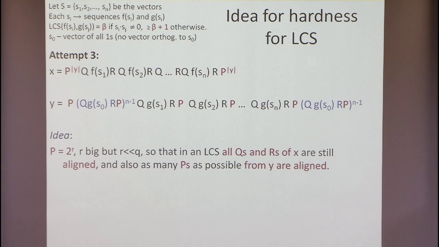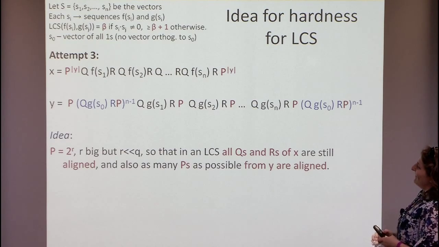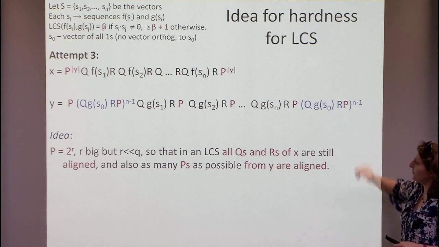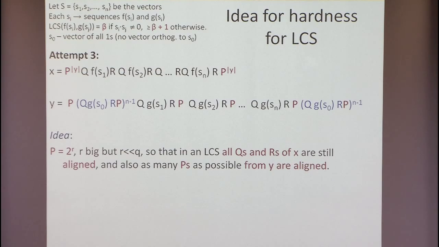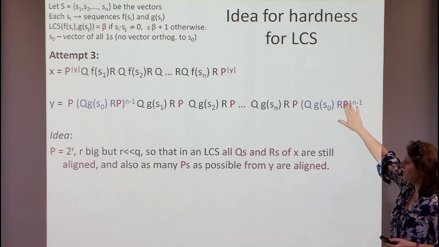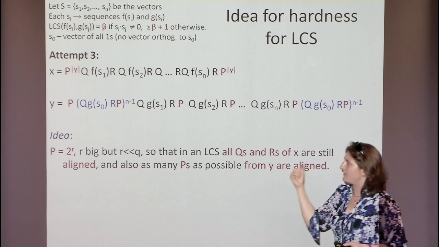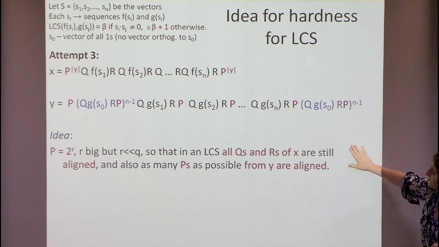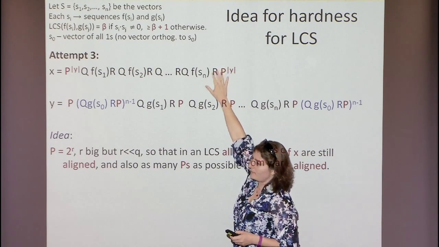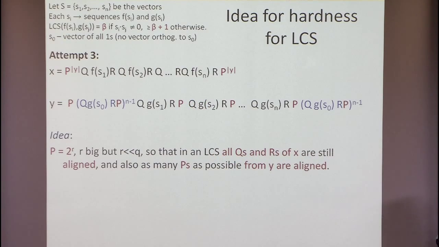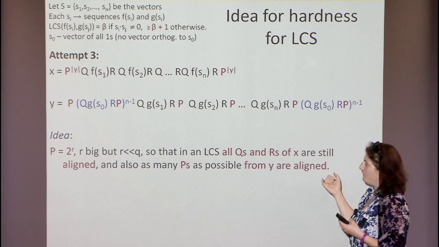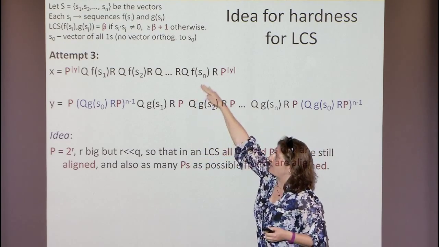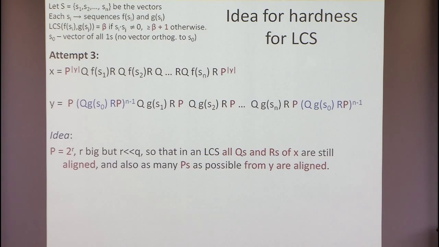Okay, good. And on top of that, after each R, I put a P, and a P at the very beginning. Okay, so why would I want to do this? What I achieve by putting these P's, because the length of P is smaller than the length of Q and R, suitably chosen how small it is, is that we still get the property that every Q and R of X is matched to some Q and R of Y. But after we have done that, because the length of P is still big, we want as many of the P's of Y to be matched to X as possible.